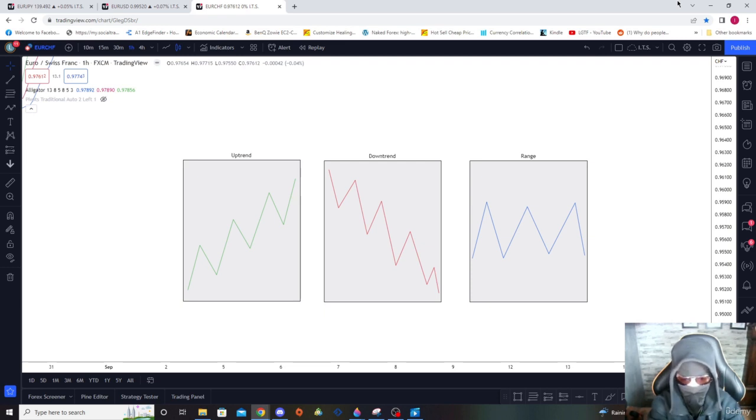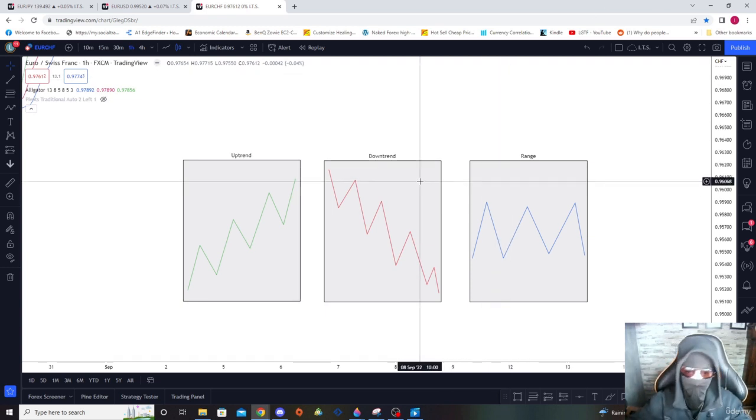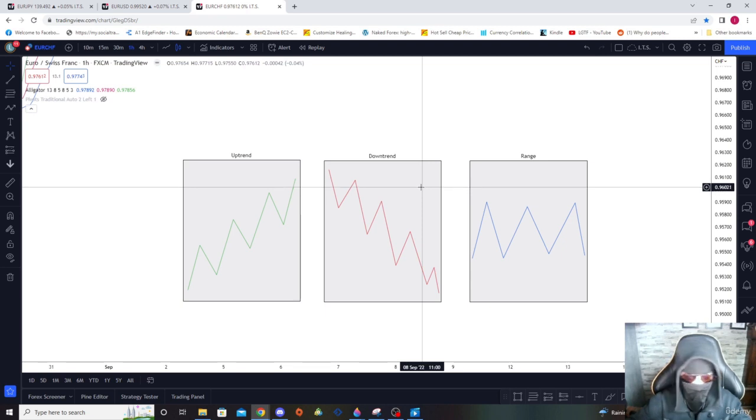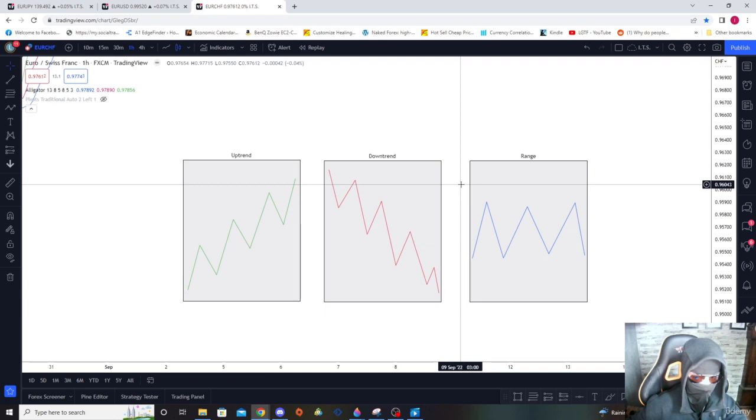It just shows you which way the market is going recently. So, if you've got more buyers than sellers, you're going to be in an uptrend. If you've got more sellers than buyers, you're going to be in a downtrend. If the market is indecisive and it's bouncing between 2 points, you're going to have a range, right?